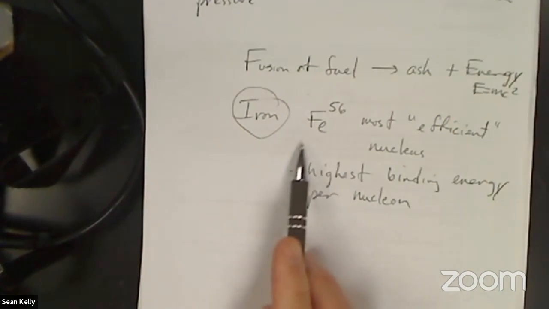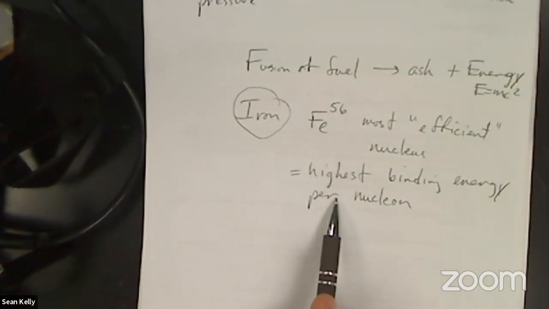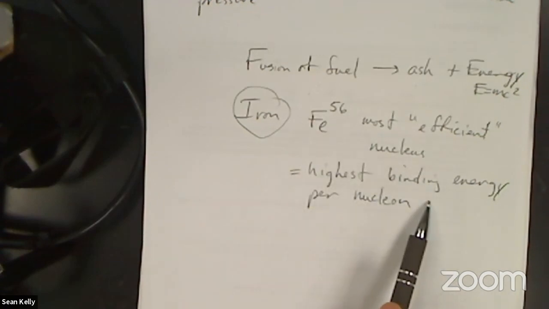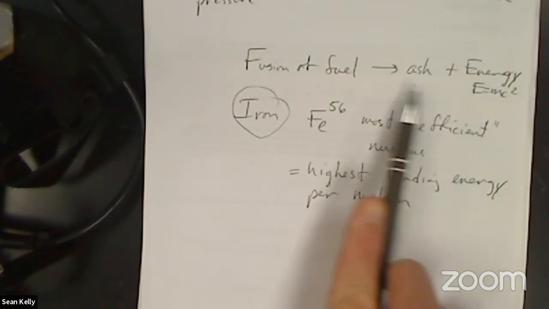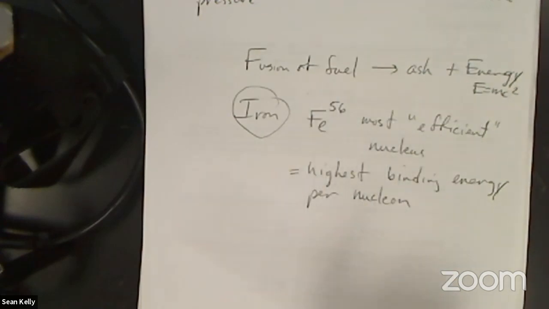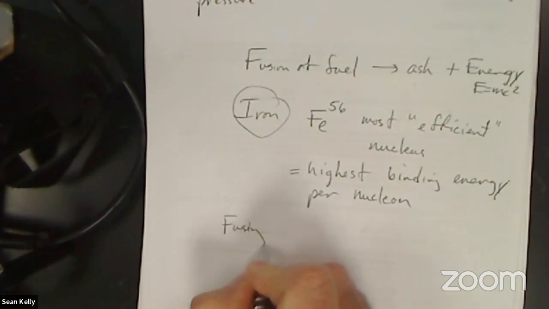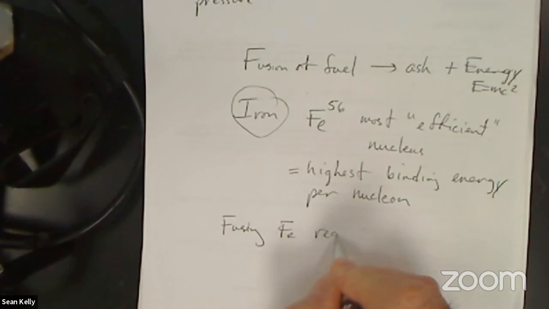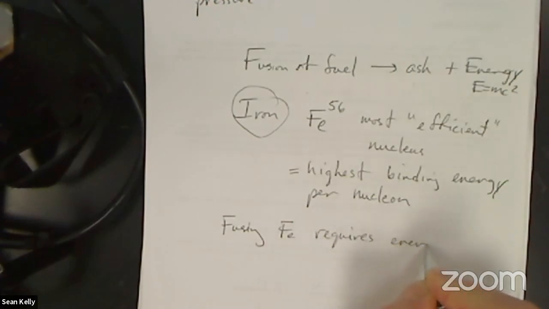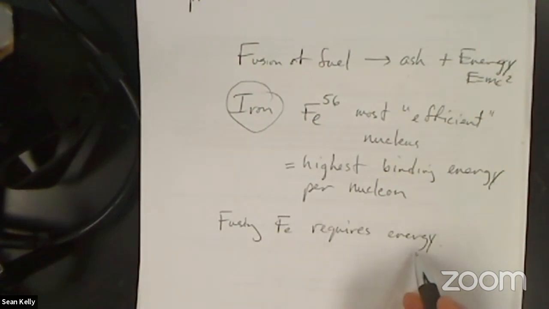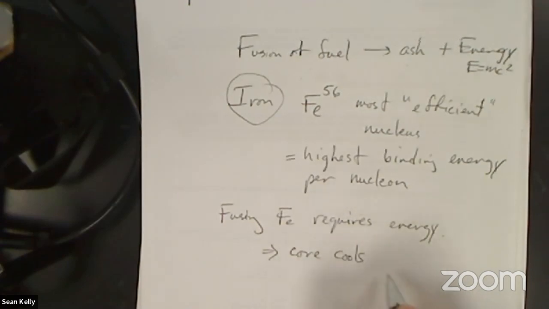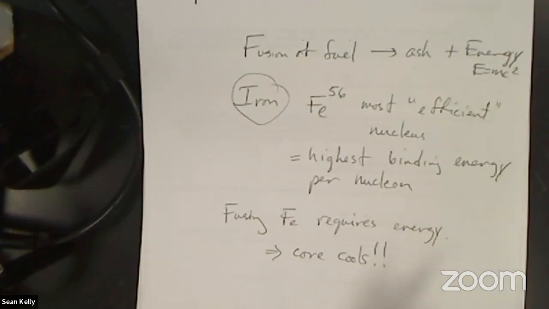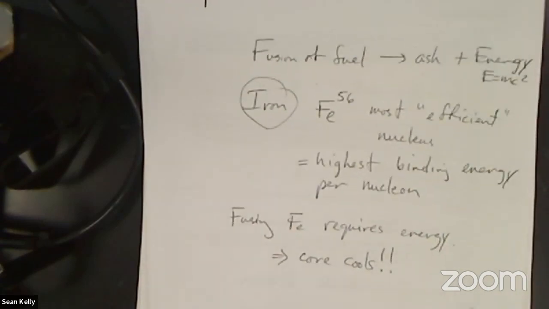But when you get to iron, if you try to fuse iron, which is already the highest binding energy per nucleon, what you make is less efficient. What does that mean? The ash has more mass than the fuel. So fusing iron requires energy. It doesn't release energy. It takes up energy. What happens when you take energy away from the core? The core cools, not heats. That's a bad day. Okay, so that's a bad day.